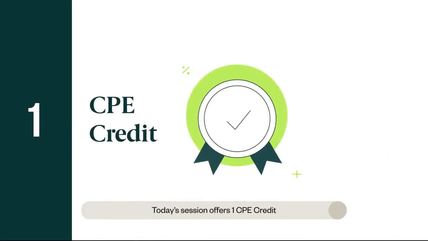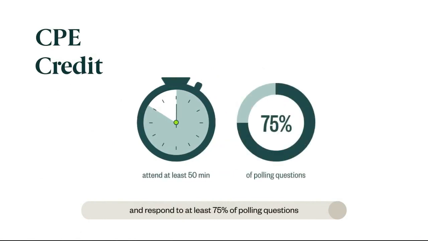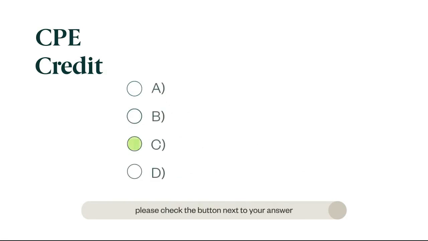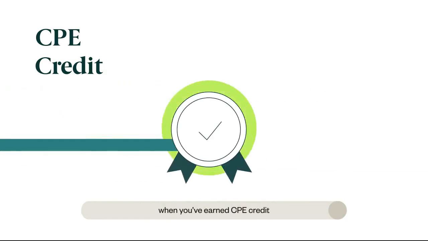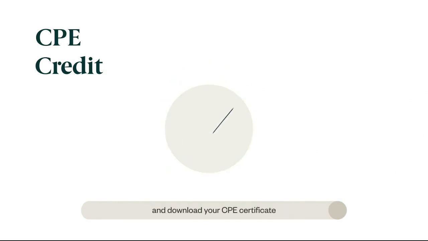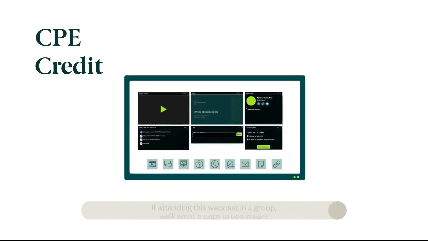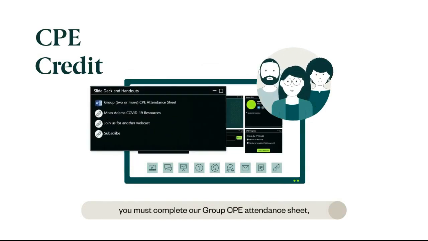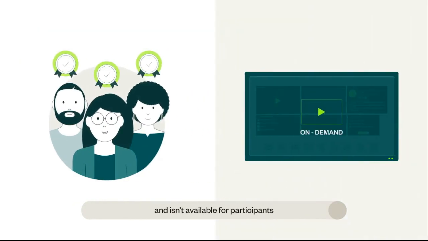Today's session offers 1 CPE credit. To receive credit, you must meet the National Association of State Boards of Accountancy requirements. You must attend at least 50 minutes of the session and respond to at least 75% of polling questions. To participate in the polls, please check the button next to your answer within the slide window and click Submit. We'll track your progress and alert you when you've earned CPE credit. You can then click the certificate icon in the CPE Progress widget and download your CPE certificate. Don't worry if you can't download your CPE certificate today. We'll email you a copy in 2 weeks. If attending this webcast in a group, you must complete our group CPE attendance sheet, available in our Slide Deck and Handouts widget to receive credit. Please have all group members sign it and send only 1 sheet per group. CPE credit can only be awarded to participants registered as themselves and isn't available for participants who view the on-demand version.